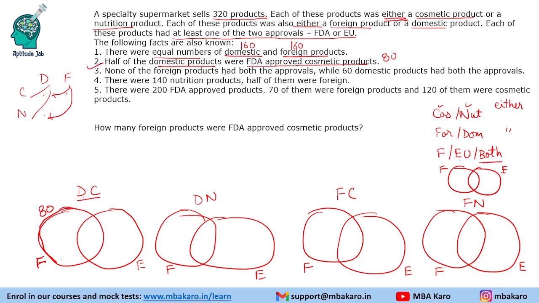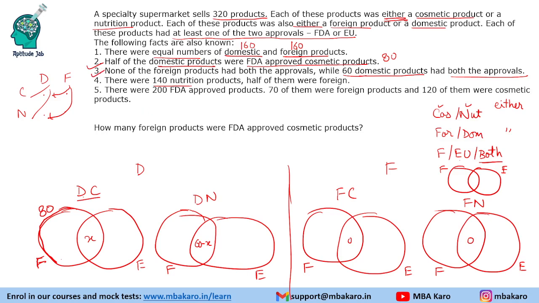None of the foreign products had both the approvals. So these are foreign products, these are domestic products, these are foreign products. So none of the foreign products have both approvals, while 60 domestic products had both approvals. So these values should add to 60. Now let us say we assume this value to be x. We can take any of these values as x, and if we take the value to be x, the remaining value will be 60 minus x. So this point is also taken care of.